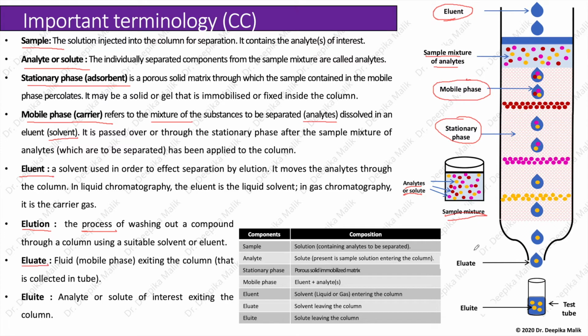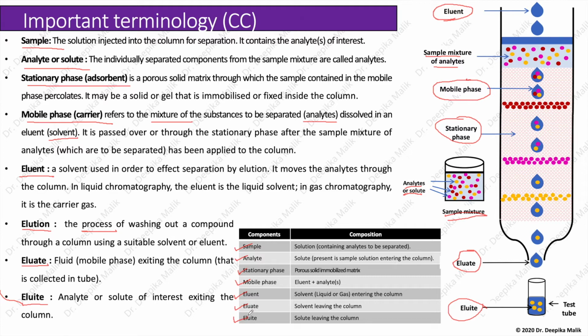Eluate is the fluid or mobile phase that is exiting the column that is collected in the test tube as shown in the diagram. Eluate is the analyte or solute of interest exiting the column. So to summarize, let us see the table. Sample is basically a solution which contains the analytes which are to be separated. Analyte is the solute which is present in the sample solution entering the column. Stationary phase is a porous solid immobilized matrix which is packed into the column. Mobile phase is basically the eluent or solvent containing the analytes. Eluent is the solvent which may be a liquid or gas entering the column. Eluate is the solvent leaving the column and eluite is the solute leaving the column.